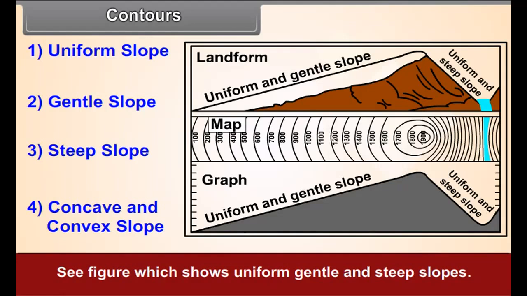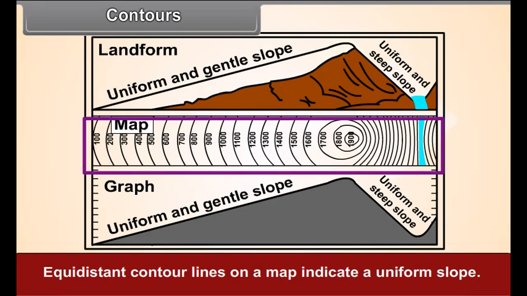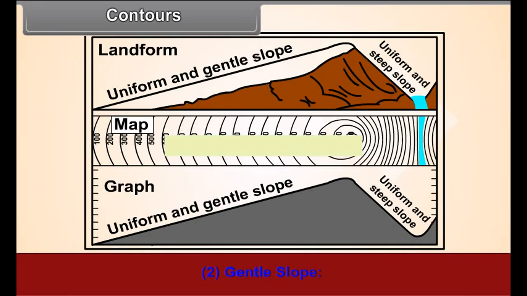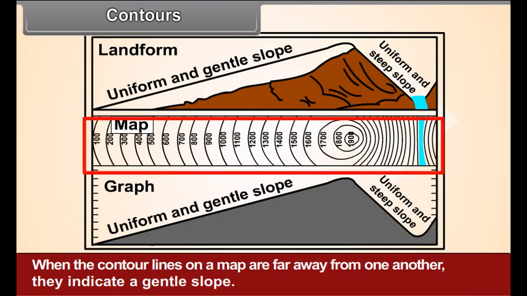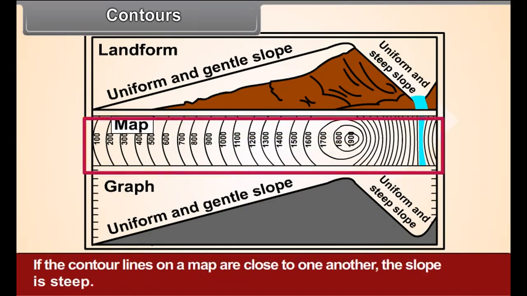See figure 2.3, which shows uniform, gentle and steep slopes. Number 1. Uniform slope. Equidistant contour lines on a map indicate a uniform slope. Number 2. Gentle slope. When the contour lines on a map are far away from one another, they indicate a gentle slope. Number 3. Steep slope. If the contour lines on a map are close to one another, the slope is steep.